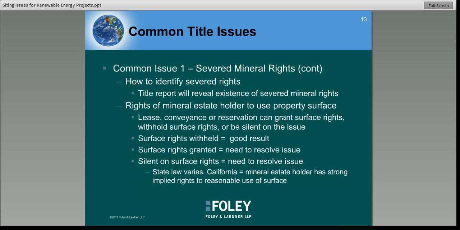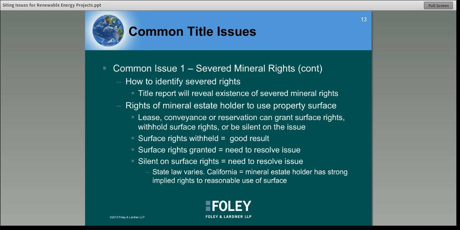Okay, so how do you know if the property that you're looking at has these severed mineral rights? The way you can tell, again, is from the title report. The title report will tell you whether there are severed mineral rights, and it'll tell you who was the initial holder of those rights. So the key question then is, what rights does the mineral estate holder have to use the property surface for mineral exploration?